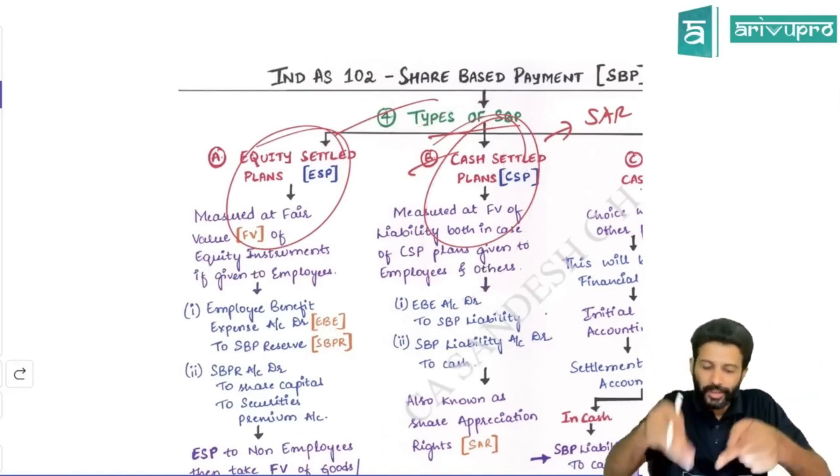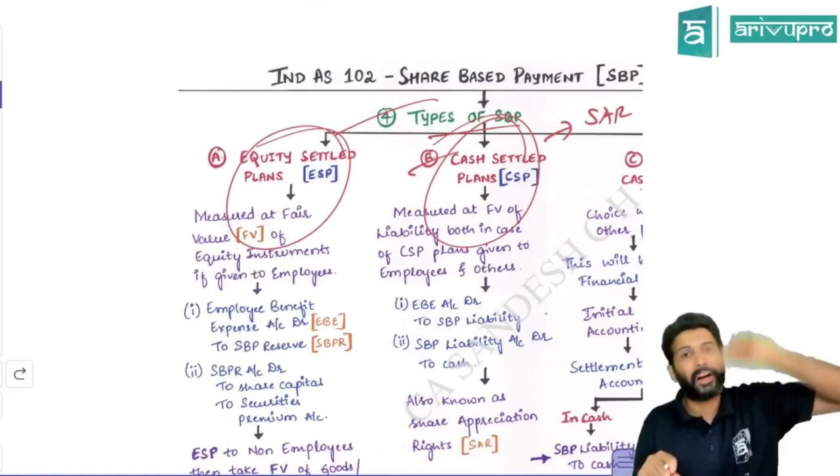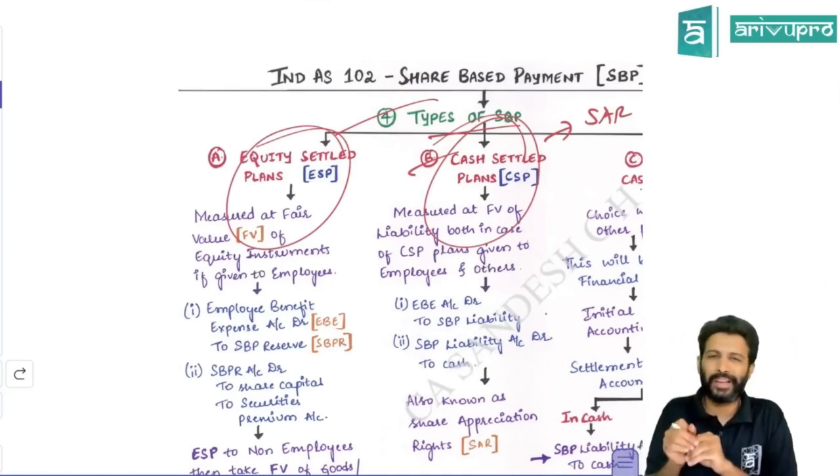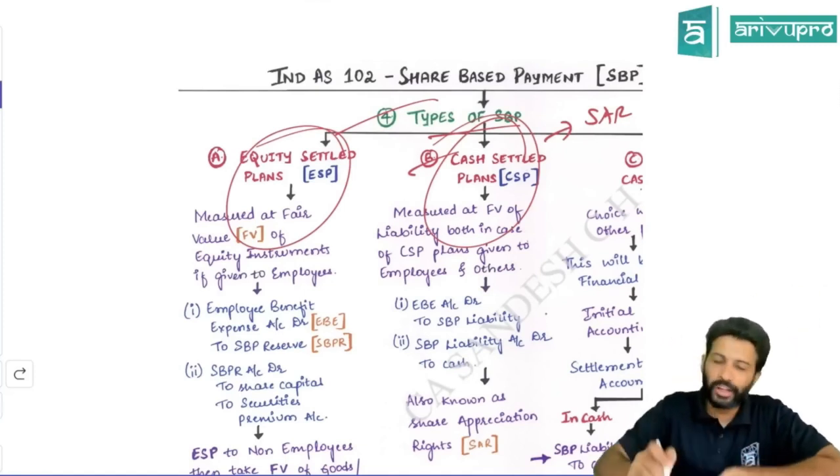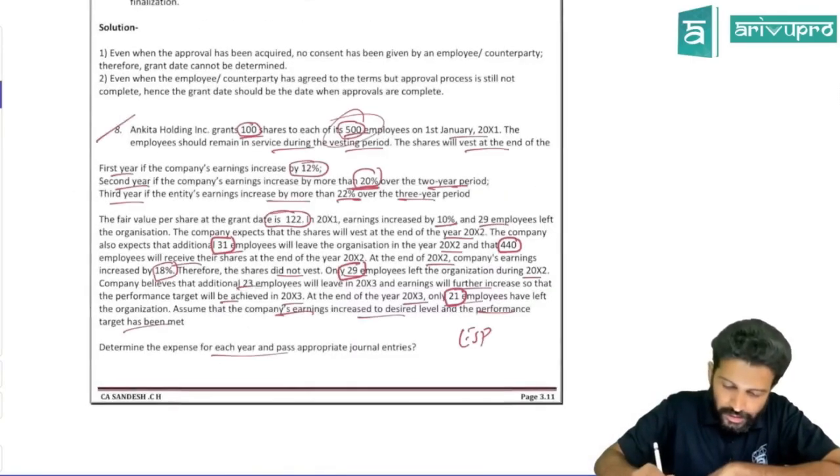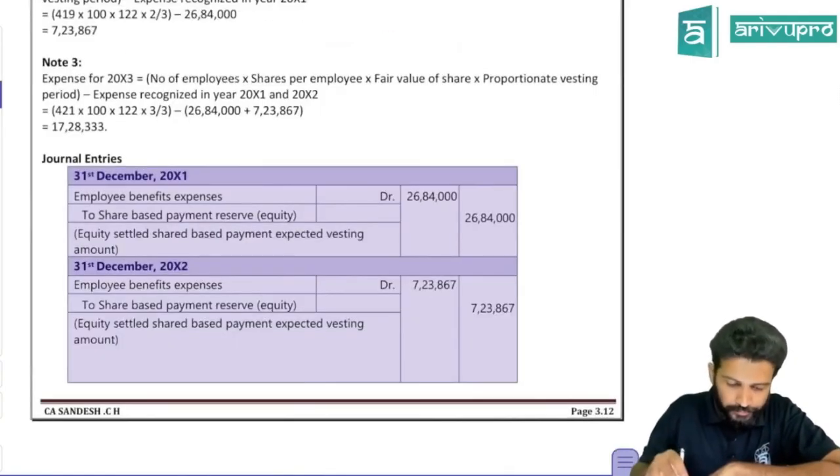Since it's given to employees, we cover this under IND AS 102 accounting and not IND AS 109. So you'll have to book a liability here. The rest of everything is the same, but you have to book it as a liability. Okay. So let's learn this with the help of one question.